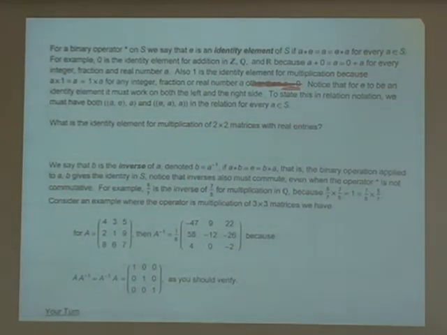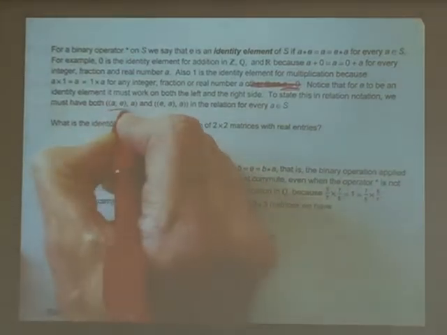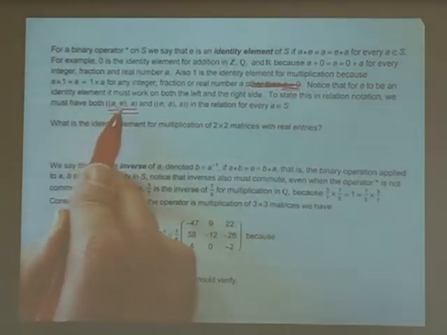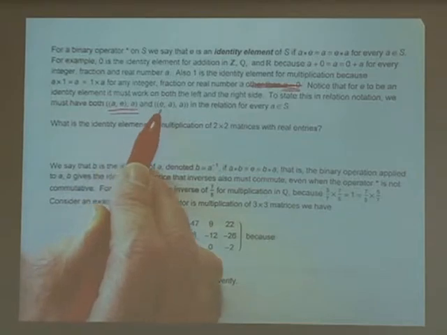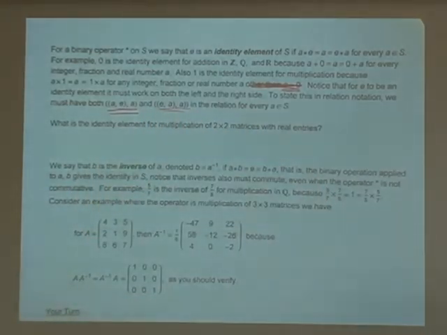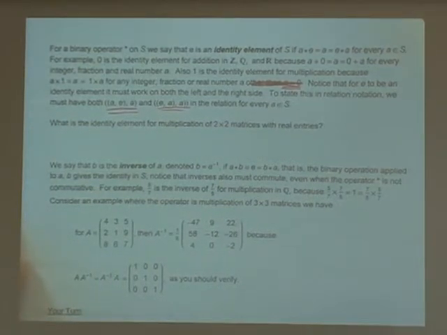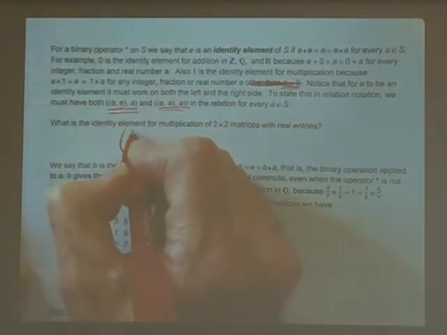Okay, notice that for E to be an identity, it has to work on both sides. To state that in relation notation, I need 2 elements in the relation. I need A star E to give me A, and I need E star A to give me A. So the identity element for 2 by 2 matrix multiplication is, of course, the identity matrix, 1, 0, 0, 1, the 2 by 2 identity matrix.